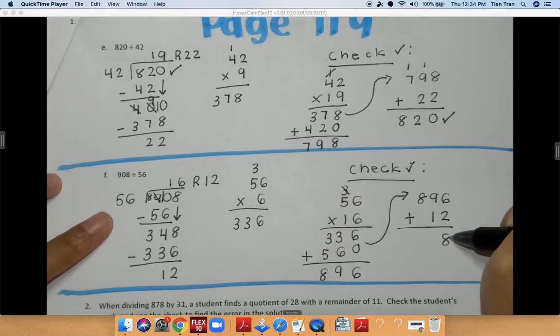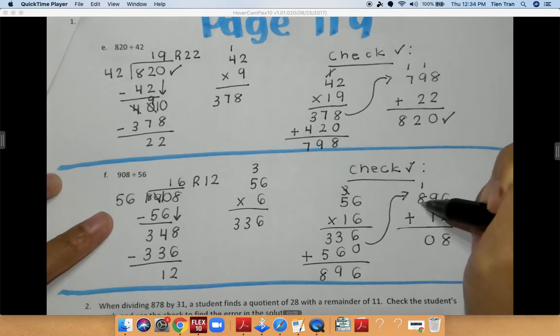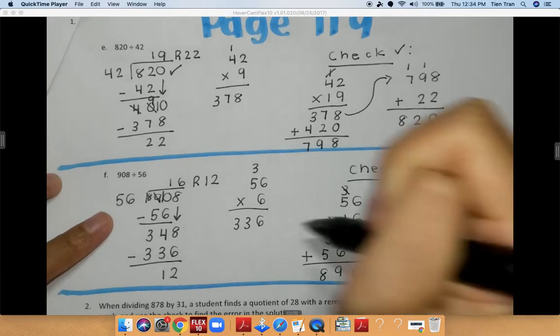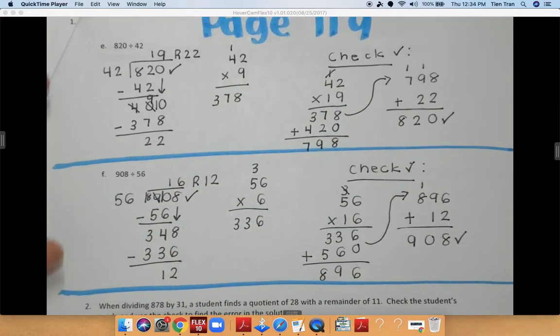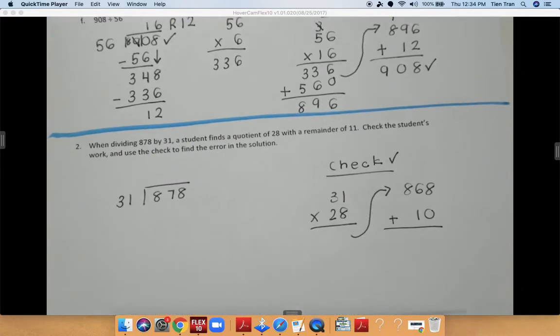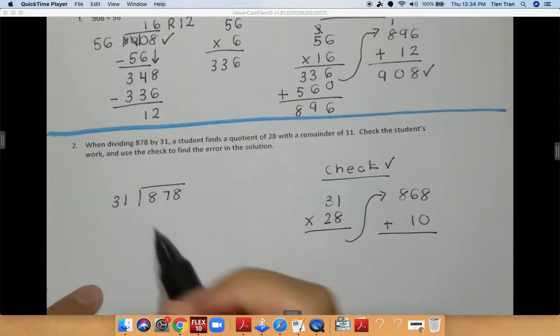6 plus 2 is equal to 8. 9 plus 1 is 10. 8 plus 1 is equal to 9. I get 908, which is my answer. Now I'm going to go to my page right here.